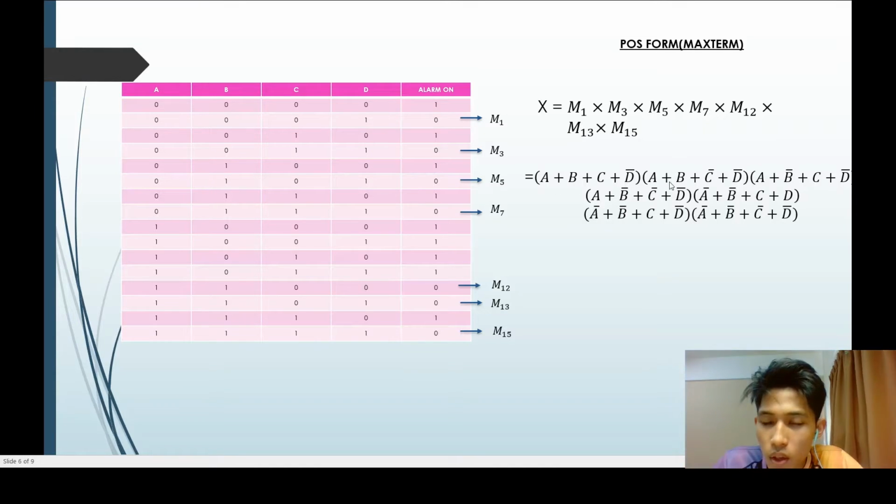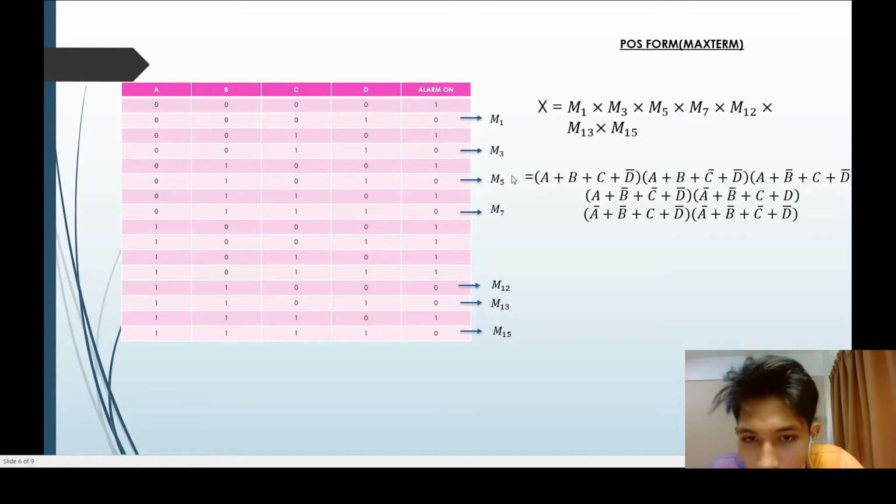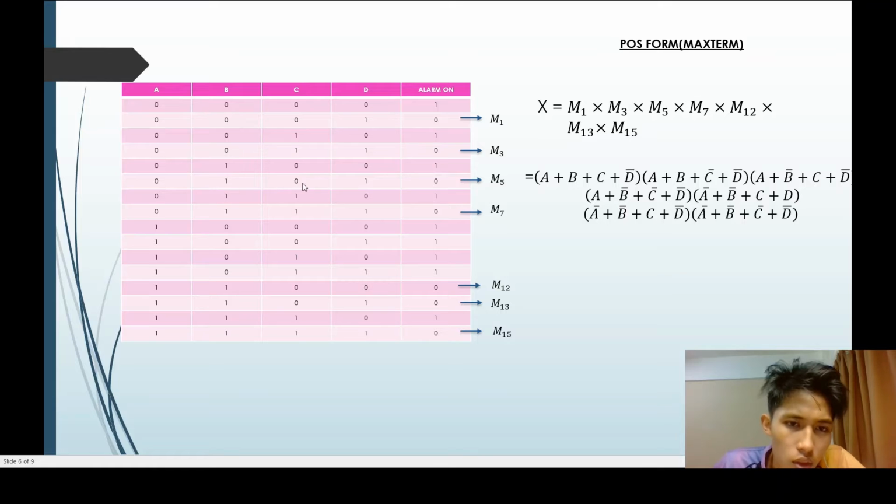The next one is M3. We can see M3 here: 0, 0, 1, 1. So C and D are 1, so only C and D will be barred. The next one is M5. You can see there 0, 1, 0, 1. So B and D are 1, so only B and D are barred. The next one is M7. We can see that BCD is 0, 1, 1, 1, so only BCD will be barred.